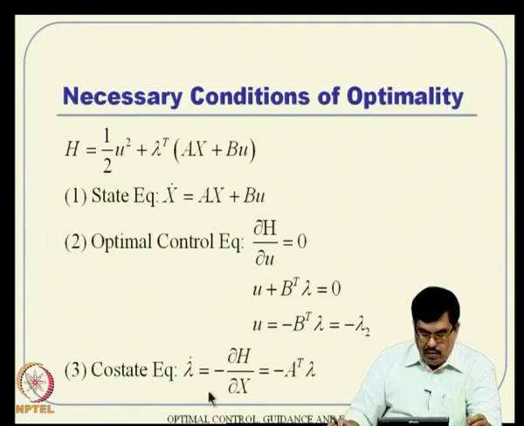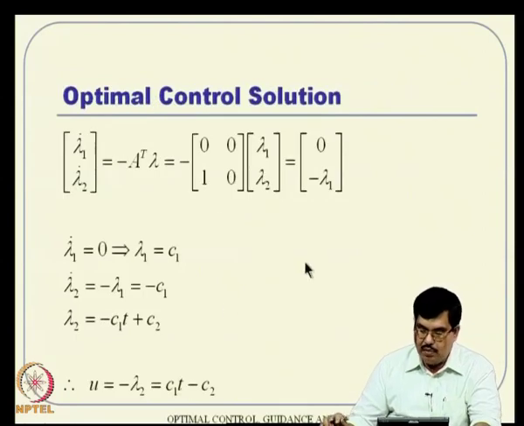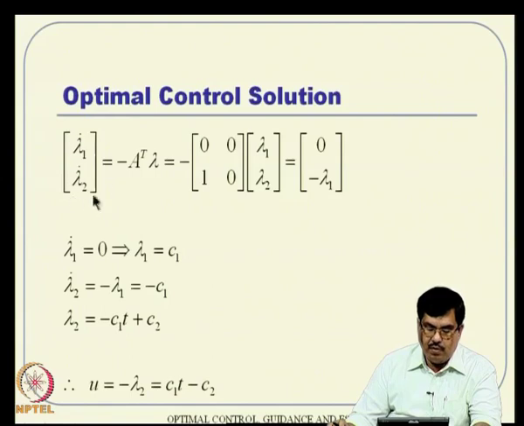Let us see that. These equations have to be satisfied simultaneously actually. We go through the optimal solution thing. So, lambda 1 dot, lambda 2 dot is minus A transpose lambda. So, this is what in this form. The good thing is lambda 1 dot is 0. So, lambda 1 is nothing but a constant quantity, and lambda 2 dot is minus lambda 1. So, that is minus C1. So, lambda 2 happens to be minus C1 t plus C2 from this equation.